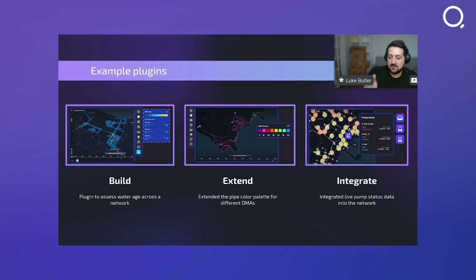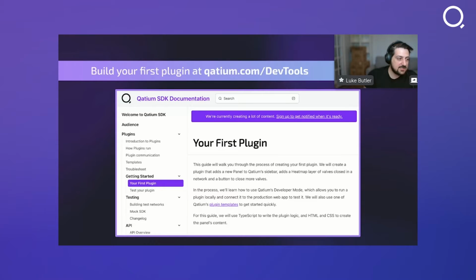So really there are three pillars in the way that we see you being able to use the SDK to extend Qatium to do whatever you need. With that, we've got quite extensive Qatium documentation. You can find it at qatium.com/devtools. That will lead you to a whole range of things to help you be a developer within Qatium. Part of it is the community, our APIs for sending live data, and also the documentation on the SDK, which you can see here.